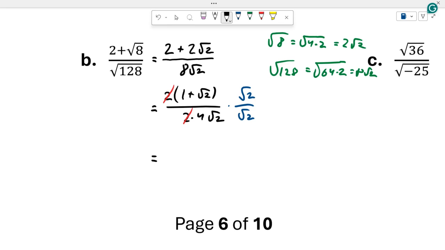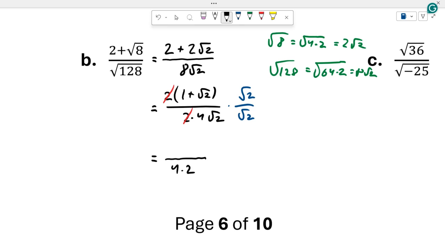So, multiplying fractions, I just multiply across. In the denominator, I've got 4 root 2 times root 2. And what's going to happen is the root 2's are going to go away, and I'm left with just 4 times 2, because root 2 times root 2 is root 2 squared. The squared and the square root go away, and you're left with just 2. So it's 4 times 2. I'll write 4 times 2, and we'll clean it up in the next step.